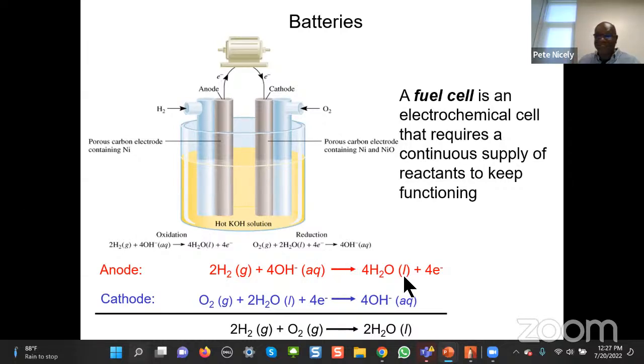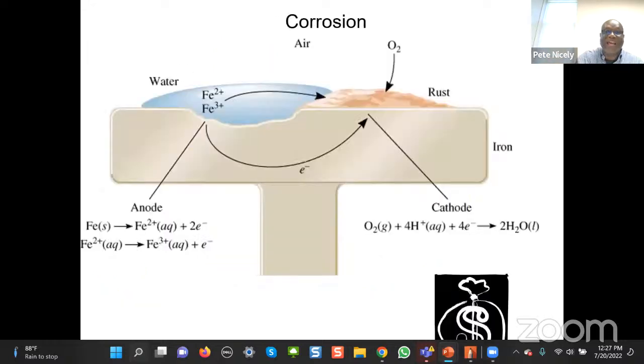Okay, so those are just some examples of batteries, all based on the principles that we were discussing earlier. Another application of what we were discussing is in the whole idea of corrosion, right? Certain metals, including iron, if left exposed to the atmosphere and to moisture, will undergo rusting, right? Rusting is basically the formation of rust.